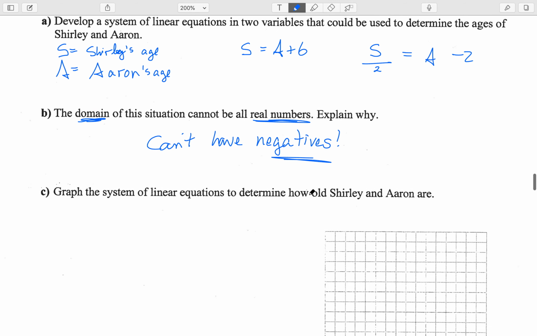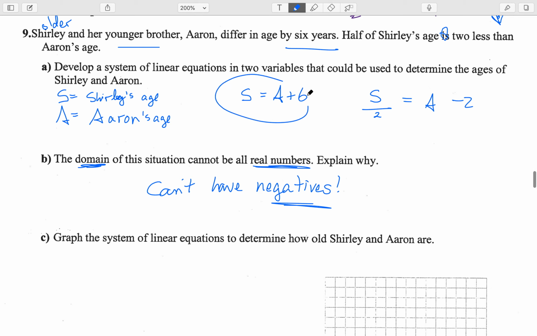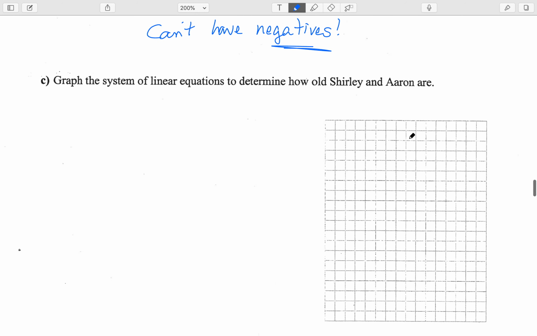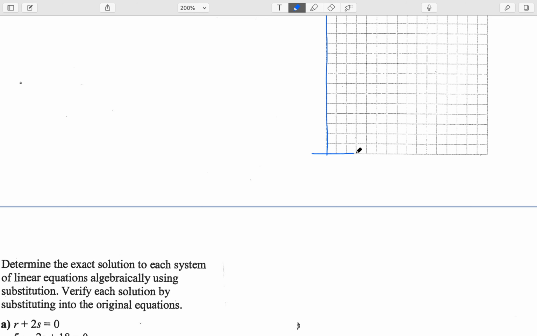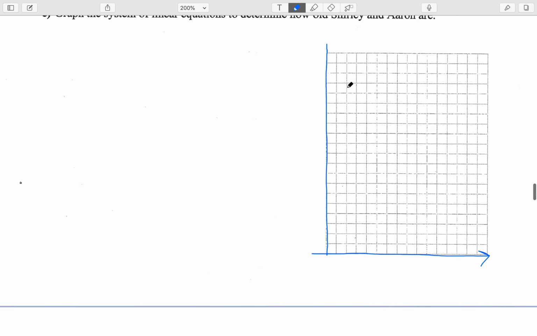Okay, graph this thing to determine there. So this is going to be one equation, S, and it kind of looks like y equals mx plus b, right? Because I solved for Shirley. And so let's say the y-axis is S. Well, you know what? In fact, I'm not going to put it there because that would give me negatives. No, I'm just going to do this. I don't need to use all 4 quadrants of the graph because I'm only using positive numbers, right? Which means I can just use the top right corner.